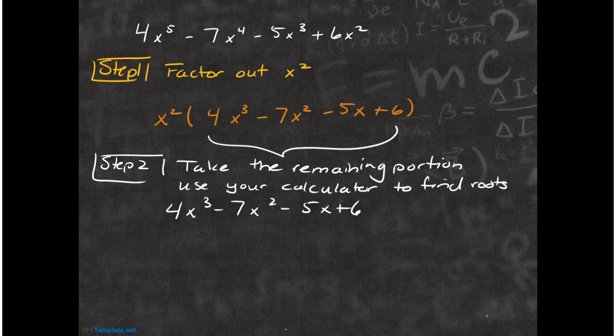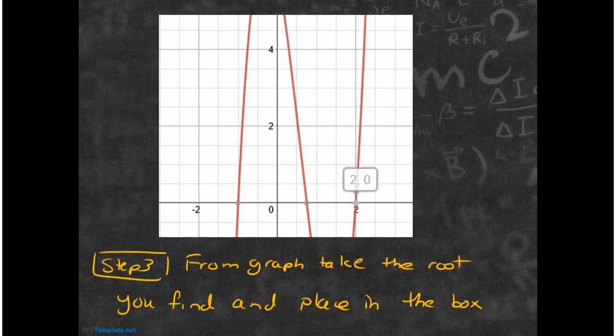The next step is to take that remaining portion and use your calculator to at least find one of the roots. You're not really supposed to do that. You're supposed to apply a method, but this is the fastest method to at least get one of them. So I put this on Desmos. You'll put this on your graphing calculator, and you see that there's a root right here I can easily pull, x equals 2, y equals 0.